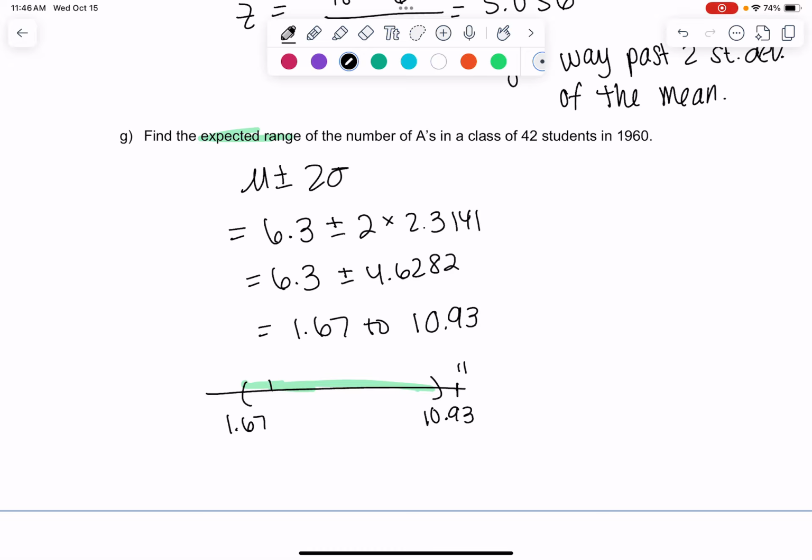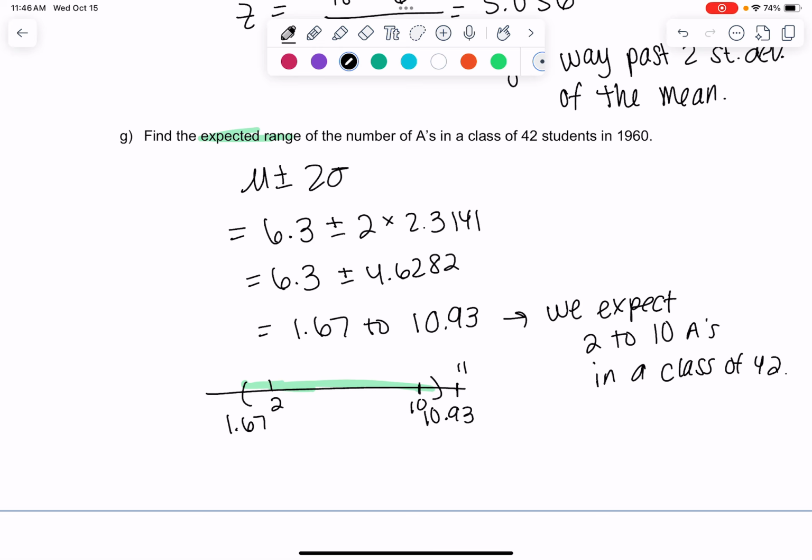So I'm going to round from 2, and then it'll be all the numbers up until 10. 11 doesn't quite make the cut. So we expect 2 to 10 A's in a class of 42. So round inside, in. The number line helps me visualize it. Even though 10.9 is really, really close to 11, 11 does not quite make the cut. And if you found the z-score for 11, it would be beyond 2 standard deviations.